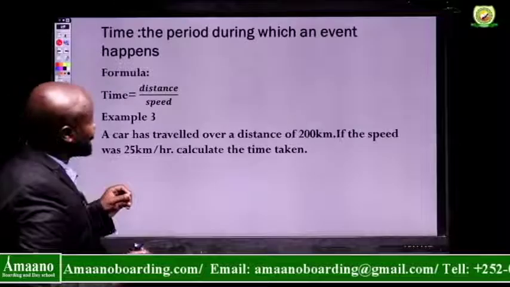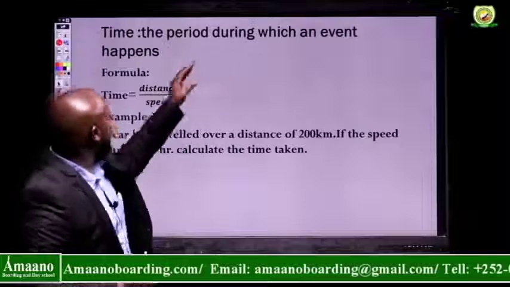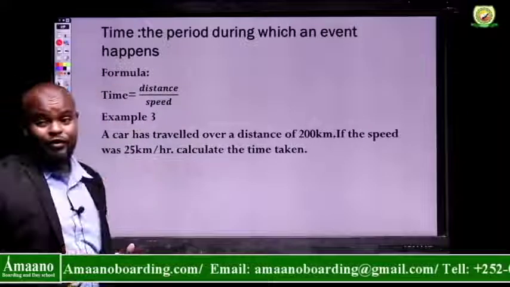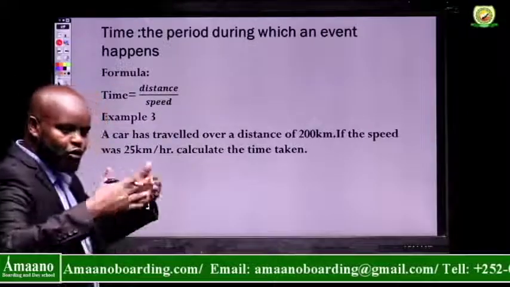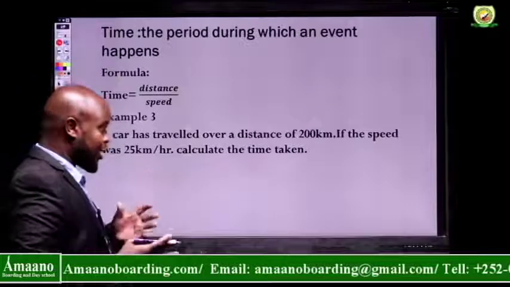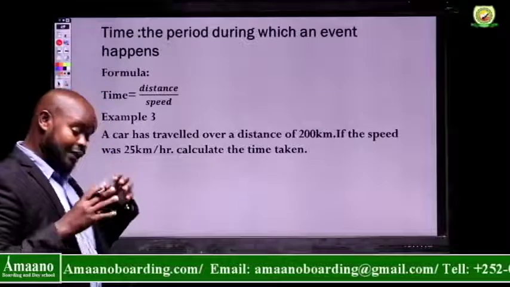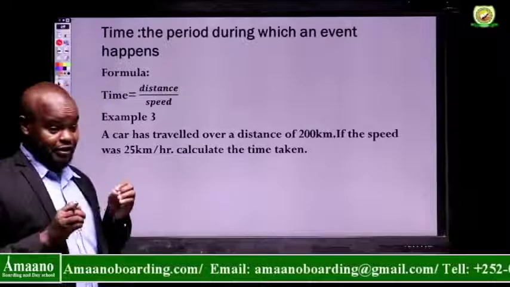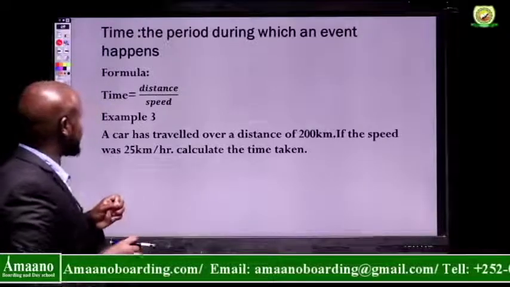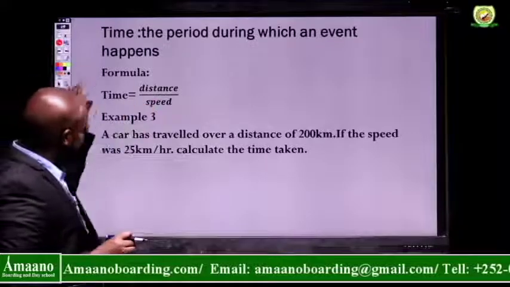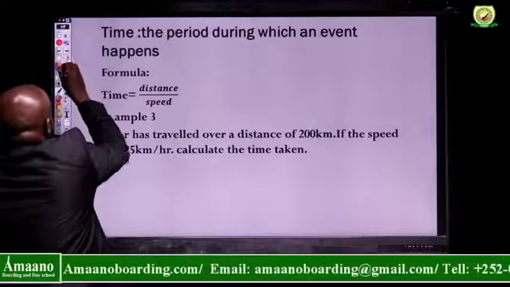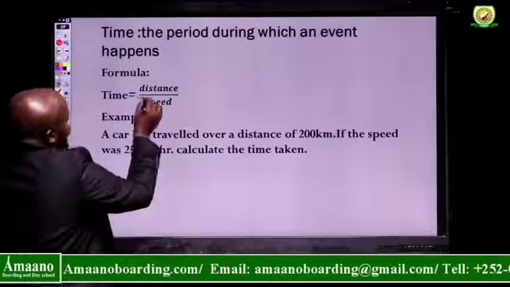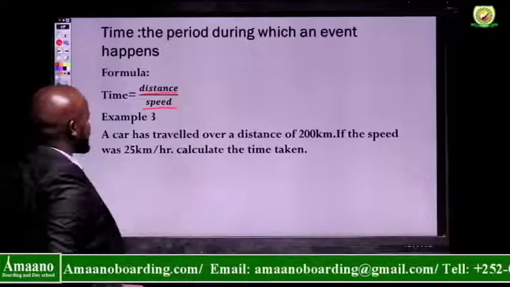Okay, now let's calculate the time. The period during which an event happens is called time. So in this particular example, the event that's happening is something traveling. This is the formula of time: time is distance divided by speed.